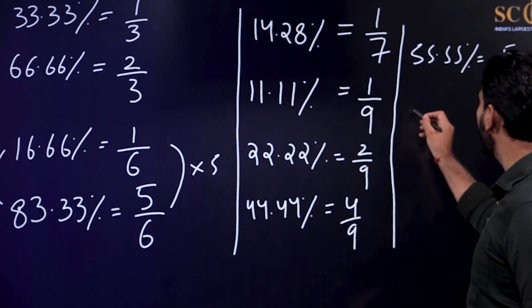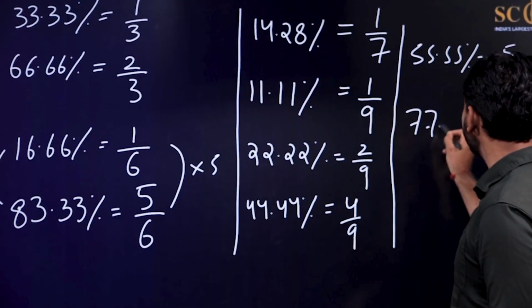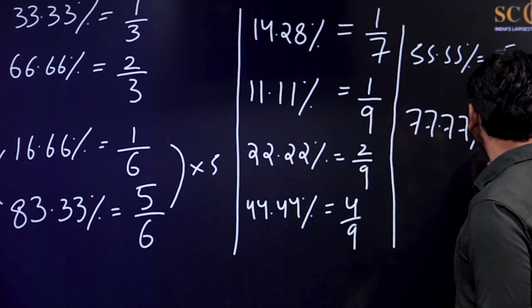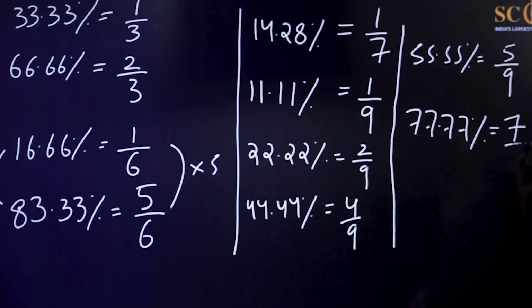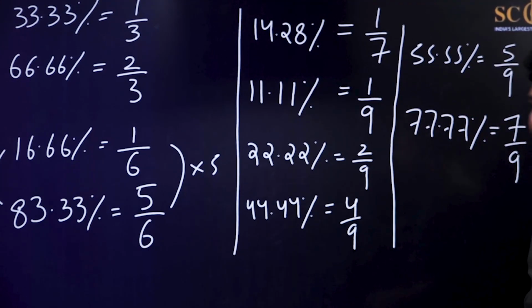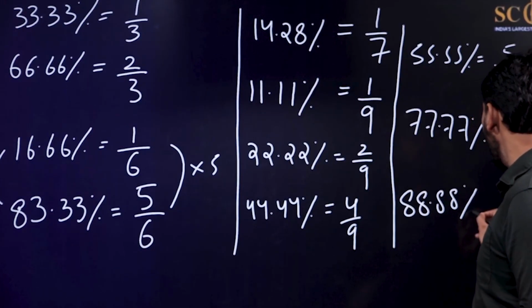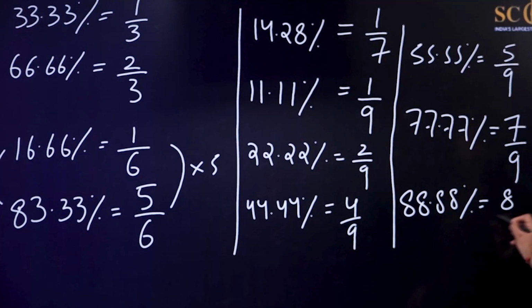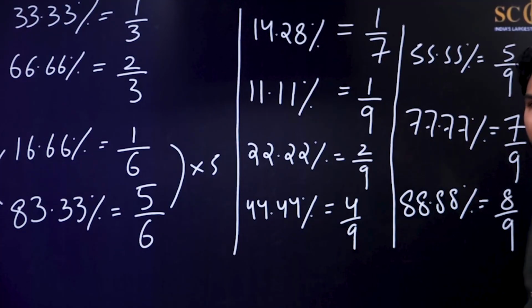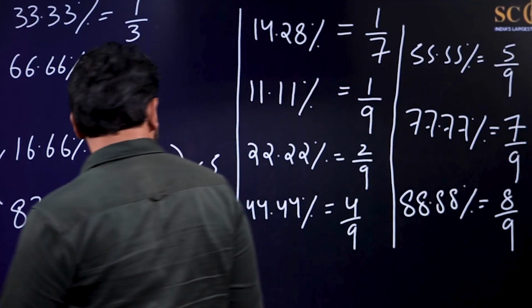So it is easy. What is 77.77%? Yes, my dear friends, my dear agents, it is 7 by 9. And last one, 88.88%. So the fractional value of 88.88%, my dear agents, is 8 by 9. So I hope up to here everyone is clear.